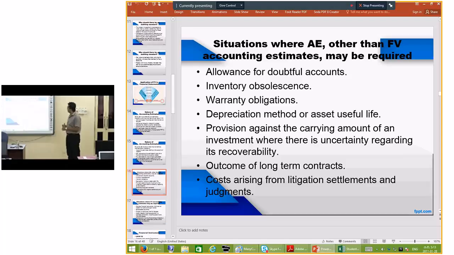So these are some of the examples of situations where accounting estimates other than fair value accounting estimates may be required. As we discussed: allowance for doubtful debts, inventory obsolescence, warranty obligations, depreciation method and asset useful lifetime, provisions against the carrying amount of investment where there is uncertainty regarding its recoverability, outcome of long-term contracts, cost arising from litigation, settlement and judgments. So you will find some contingent liabilities and all that.